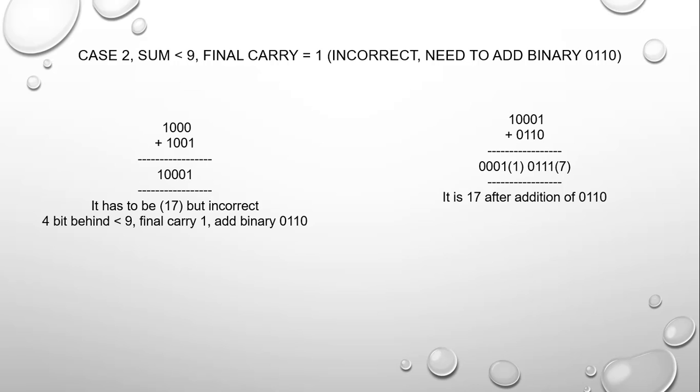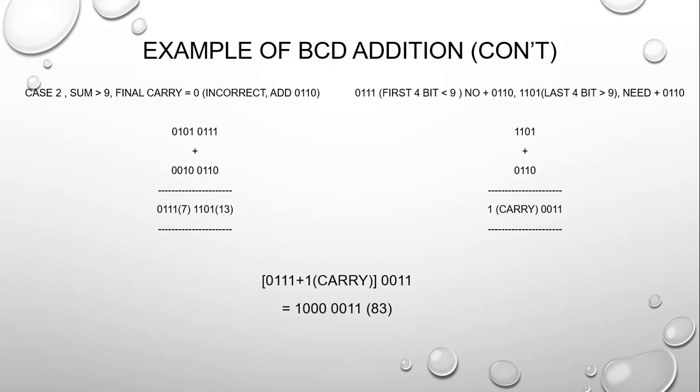The answer is correct. So for the last example, case 3, when the output sum is larger than 9, final carry is 0. 0111 plus 0111... the answer is 0111 and 1101, decimal number of 13. The answer is incorrect due to the last 4 bits being larger than 9. So the last 4 bits we have to add with another 0110, decimal of 6, to get the answer correct.